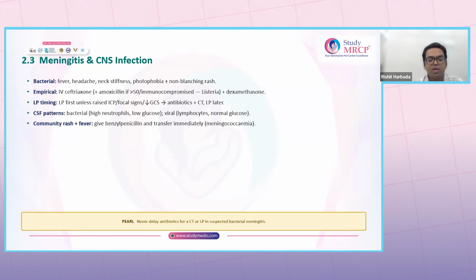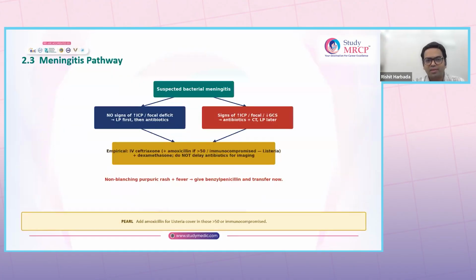If the patient presents with a purpuric rash, DIC, you have to always suspect meningococcemia. DIC, shock, and purpuric rash is called Waterhouse-Friderichsen syndrome, which is very common with Neisseria meningitis, and it can occur in the community. You have to give benzyl penicillin and transfer immediately, and you can give chemoprophylaxis with either rifampicin or ciprofloxacin. Never delay treatment for meningitis.